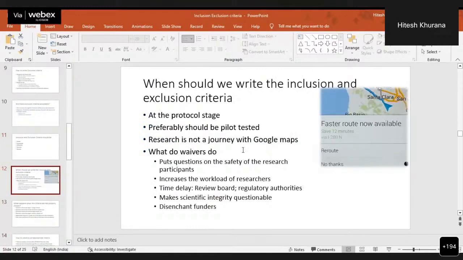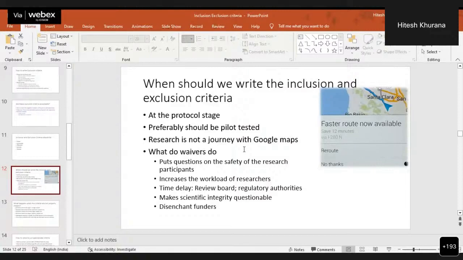And when should we write inclusion and exclusion criteria? The right time is at the time of the protocol stage. Research is a very planned activity. If we have to construct a building, we always make a plan of that, and in that plan we include everything, what room size is required, where the windows go, and everything. Similarly here, at the protocol stage, we have to include everything so that at the end we get a nice building in the form of our good research paper.